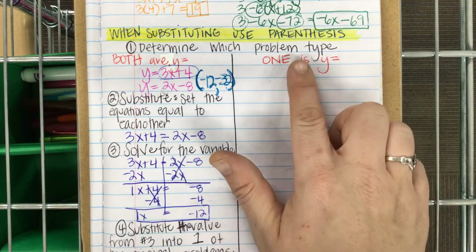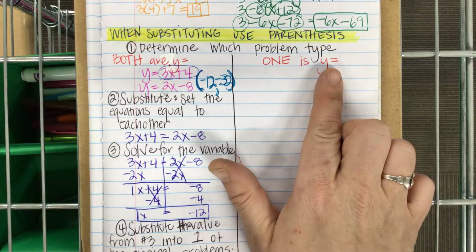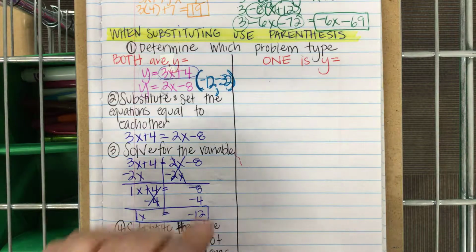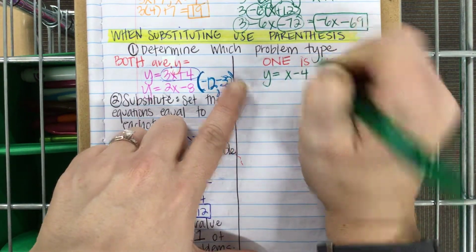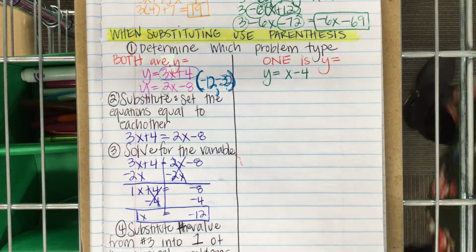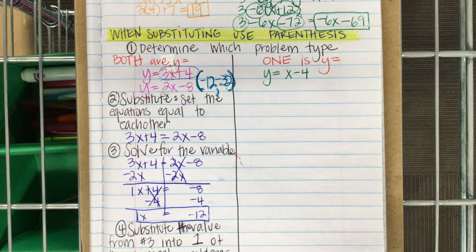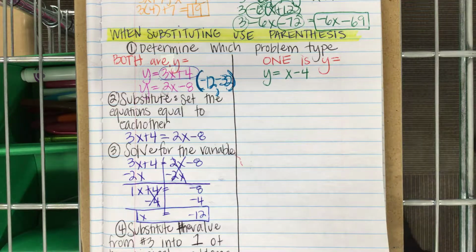Type 2, where there's only one that is y equals. Here we go. Y equals x minus 4. Again, I get it. You're sitting there right now rolling your eyes at me. Mrs. Long, that is so easy to graph. You'd go down 4 and then up 1 over 1, right? It's a really simple graph.